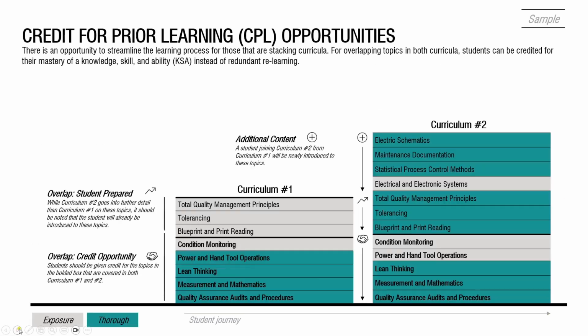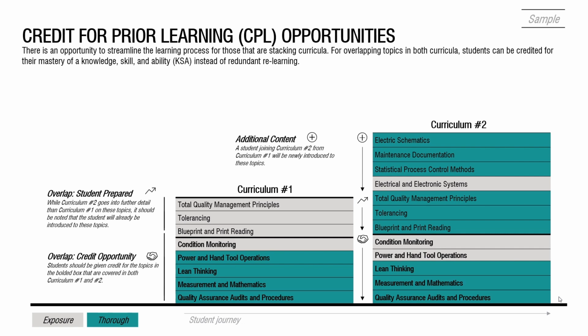Hopefully giving a little bit more of a tangible view here. These are some actual dummy topics that we have filtered into these 2 stacked models here to give a better overview of what exactly we're talking about with the credit for prior learning stacking opportunities. So as you can specifically see through curriculum 1 and 2, we have in the bottom level there, those are all of the topics that are available for credit for prior learning opportunities. So things like condition monitoring, power and hand tool operations, lean thinking, measurement mathematics, and quality assurance audits and procedures. So all of those would be credit opportunities.